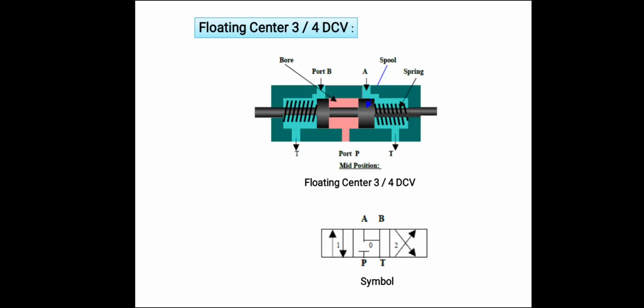The next type is the floating center type 3x4 direction control valve. The figure shows the floating center 3x4 direction control valve in its mid position. In this position, the pump port is blocked and the two working ports A and B are connected to tank port T. Since the working ports A and B are connected to the tank T, the actuator can be moved freely without any external force, and hence the name floating.